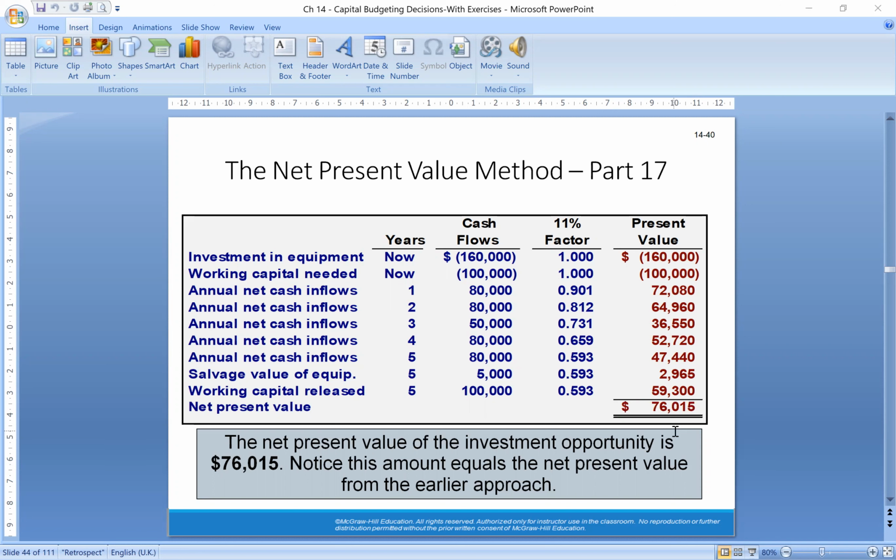Inflow 1, 2, 4, 5 same. Yes. In this case, we can use the annuity for 2 years. So instead of 2 factors for year 1 and 2, I can use 1 factor. Yes. 4, 5 also I can use 1 factor, but it will be 11% with 2 periods only, right? Okay. So the net present value in this case will be $76,015, which means I will accept the project because we do have a positive net present value.